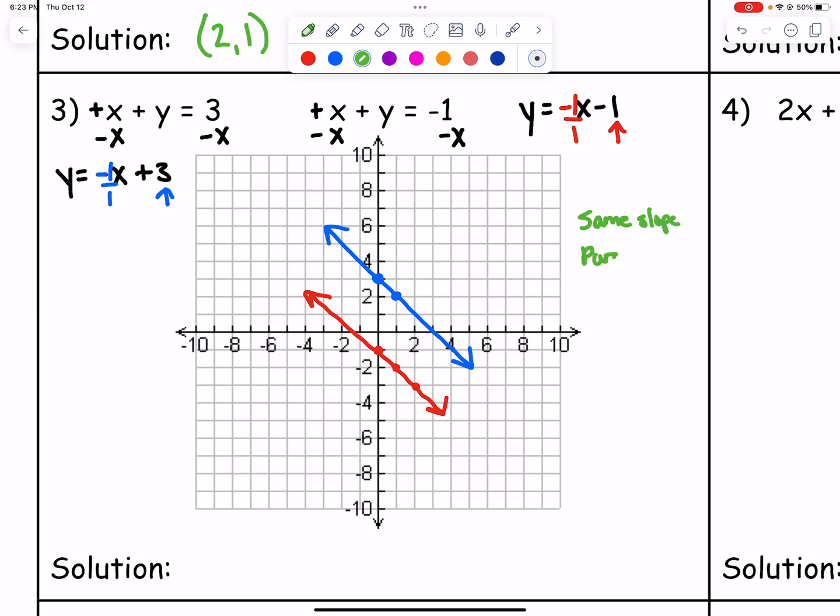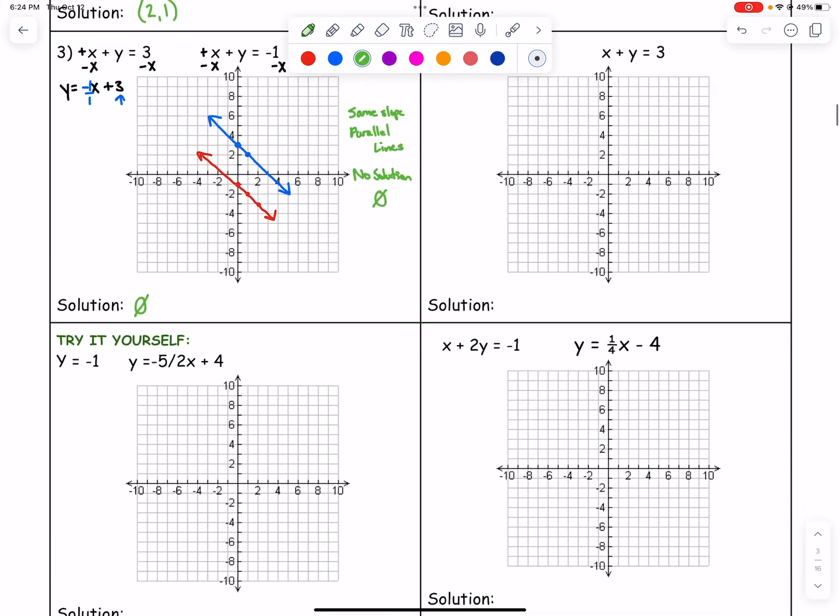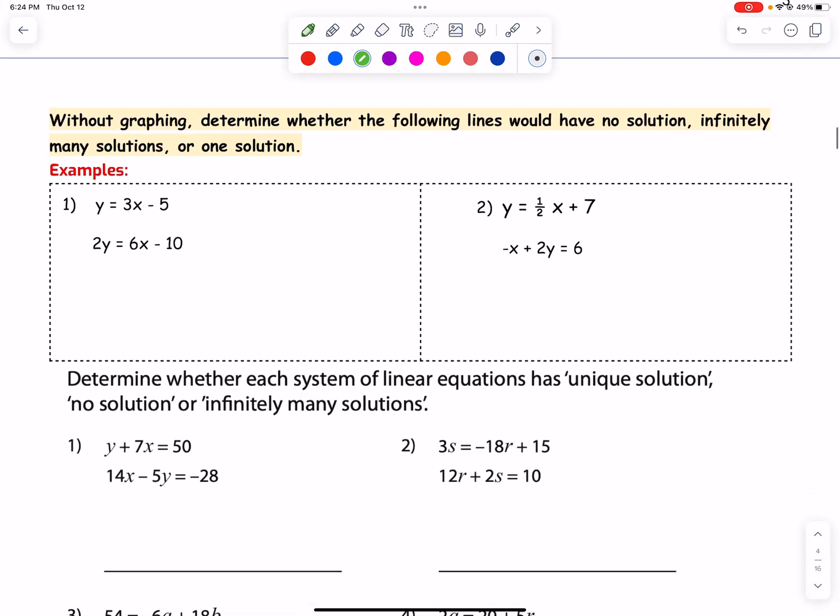They're parallel lines. Those are the types of lines that have the same slope, and therefore they have no solution because we'll never find a point where they intersect or touch. And we can write that as a 0 with a slash through it. So that's it for number 3. Let's look at one more thing in this video.